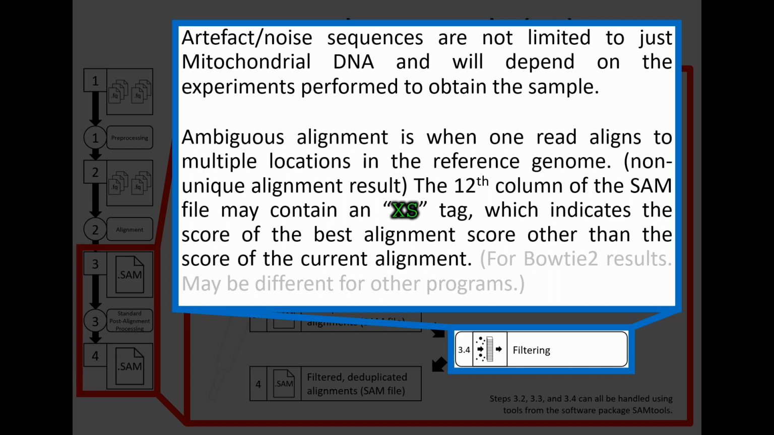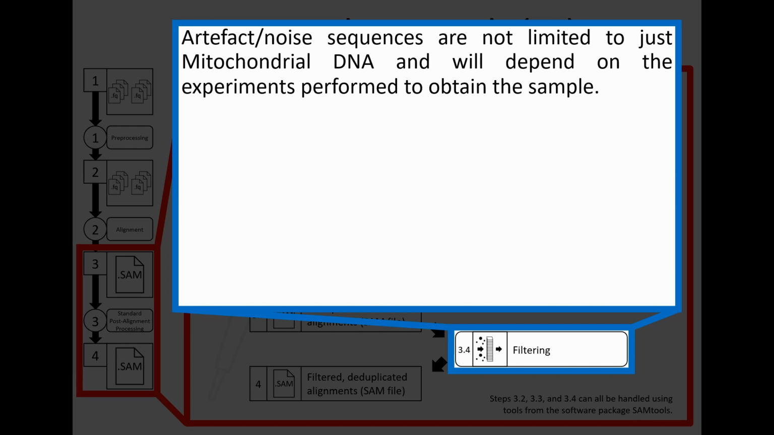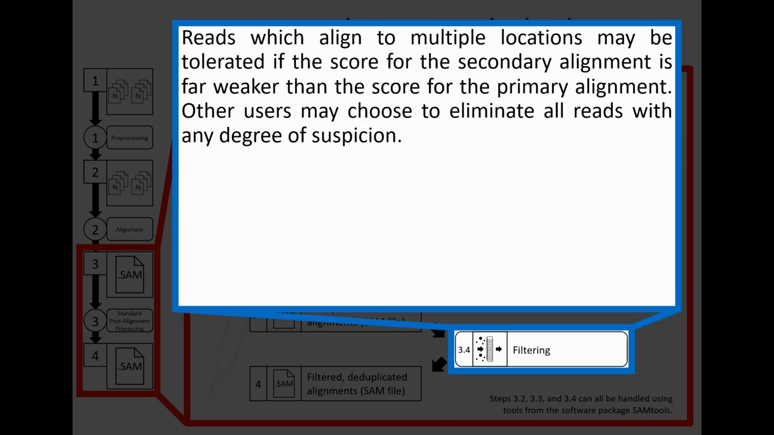XS:(I:10) would indicate that there is an alternative alignment with an alignment score of 10. Keep in mind that this only applies to files generated by Bowtie 2. Other programs have been reported to use the XS tag differently, so take the information in this video with a grain of salt. In some experiments, reads which align to multiple locations may be tolerated if the score for the secondary alignment is far weaker than the score for the primary alignment.